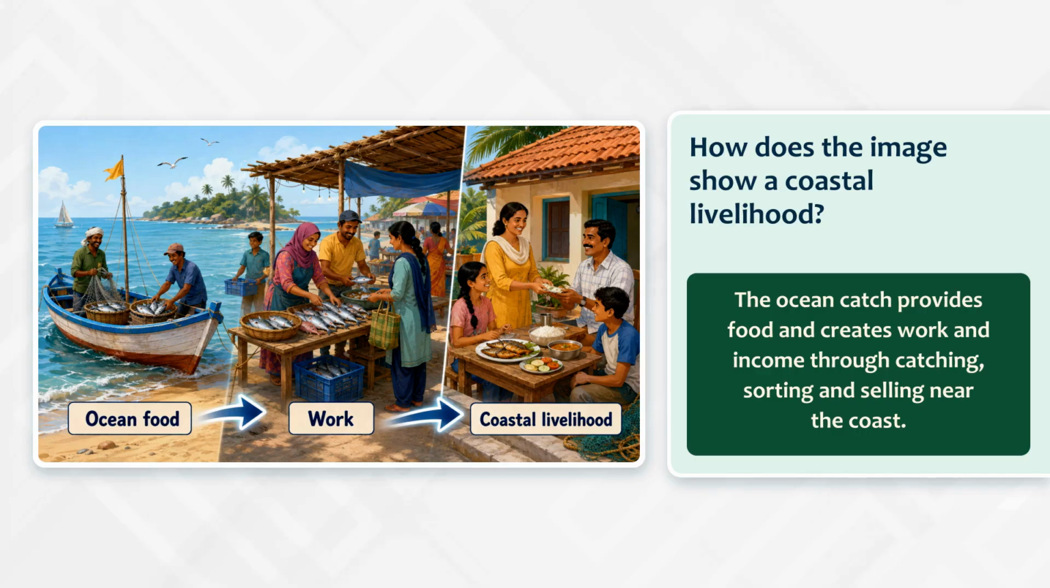Read the three-part work chain. How does the image show a coastal livelihood? The chain makes the connection clear. The ocean catch provides food and creates work and income through catching, sorting, and selling near the coast. Each stage supports the household shown. Next, we will see how oceans connect distant places through maritime trade and movement.